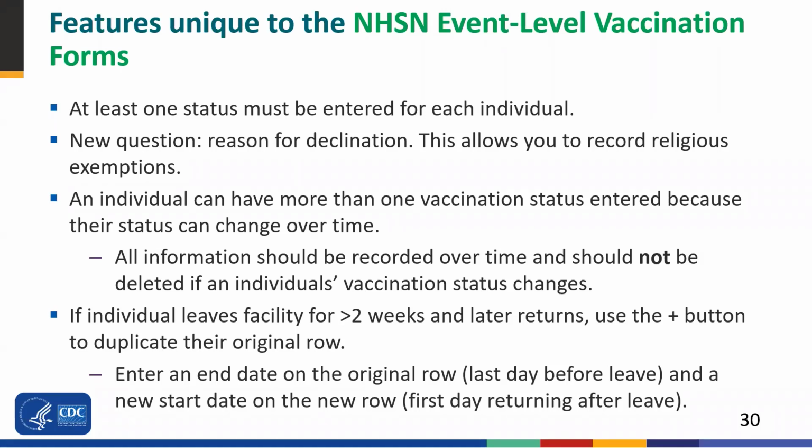An individual can have more than one vaccination status entered because their status can change over time. All information should be recorded over time and should not be deleted if an individual's vaccination status changes. If an individual leaves the facility for more than 2 weeks and later returns, use the plus button to duplicate their original row. Enter an end date on the original row, that is the last day before leave, and a new start date on the new row, that is the first day returning after leave. We will walk through an example of this in the next section of slides.